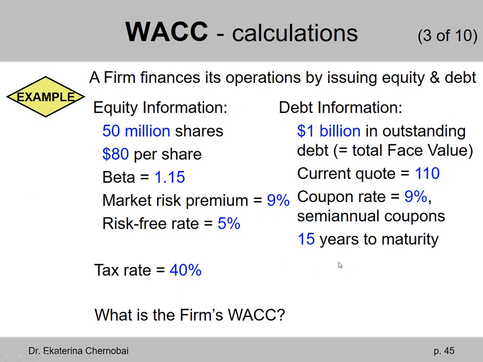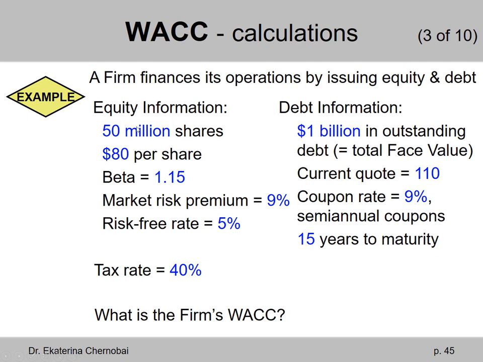Let's do the following example. The question is, what is the firm's weighted average cost of capital? And let's see what we are given about the firm. This firm finances its operations by issuing equity and debt. So right away you see that there is no preferred stock in the picture, just common stock, or equity, and debt. And then we are given two columns. In the first column we have equity information. In the second column we have debt information.